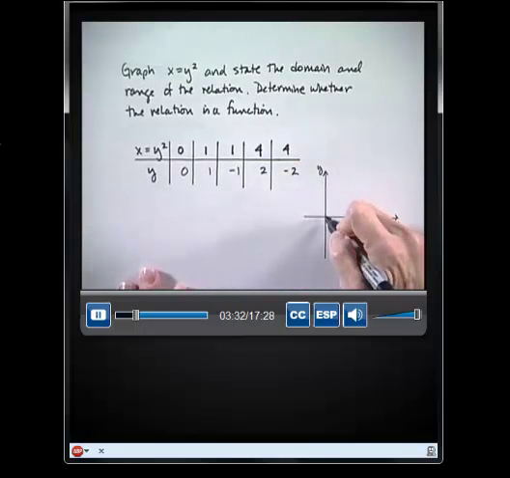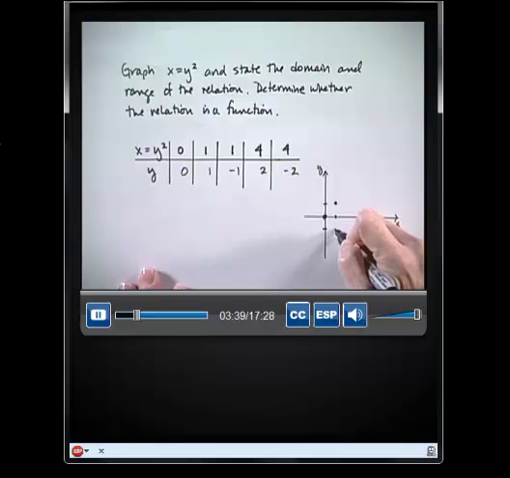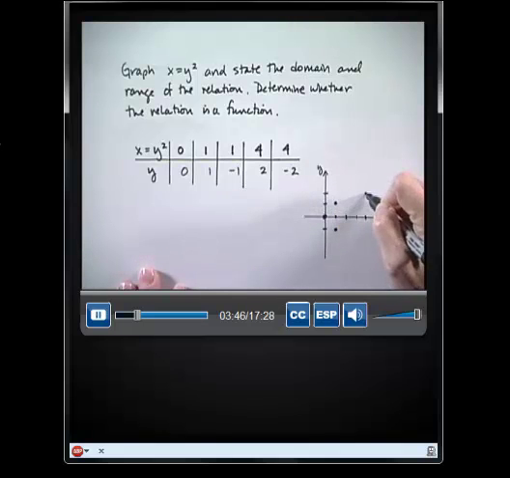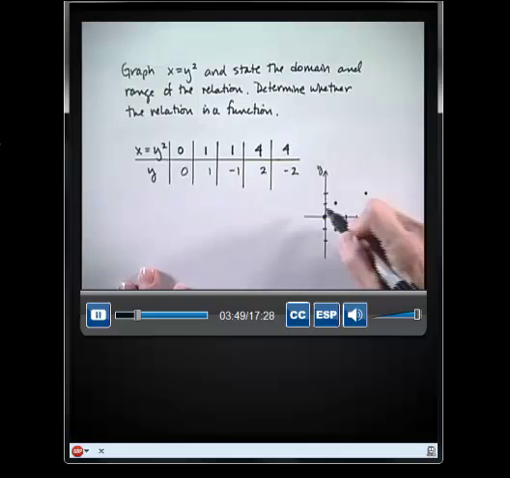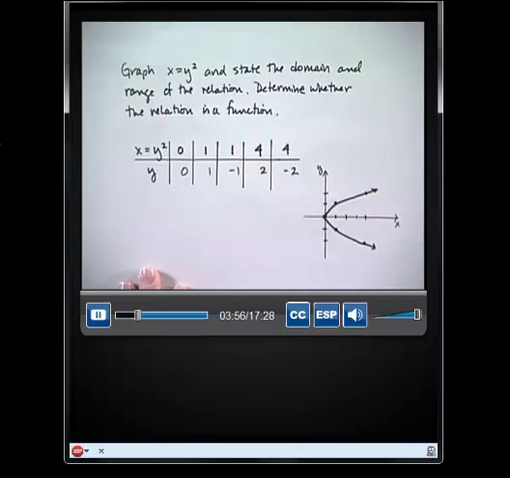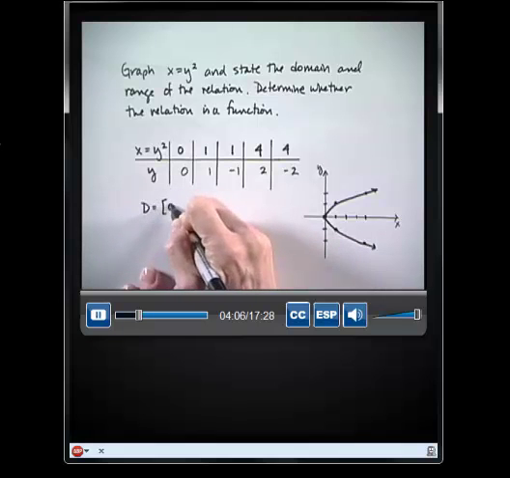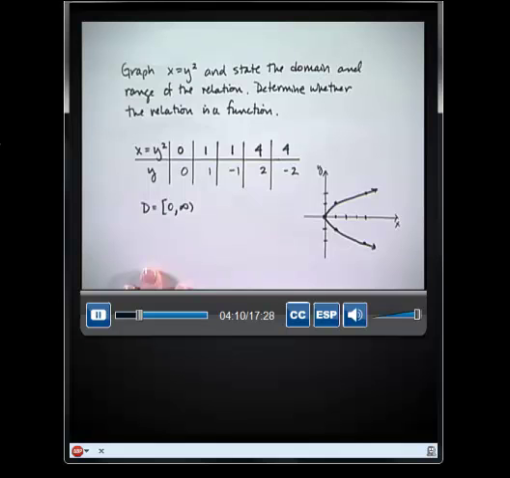So now we need to plot some points. I have 0, 0, positive 1, positive 1, positive 1, negative 1. Then I have 4, 2, and 4, negative 2. And I'm ready to draw a graph. So I draw a curve connecting those points. The domain of this particular relation is from 0 to infinity. The interval, including 0 to infinity. The range of the relation is negative infinity to positive infinity. So the range as an interval is negative infinity to positive infinity.